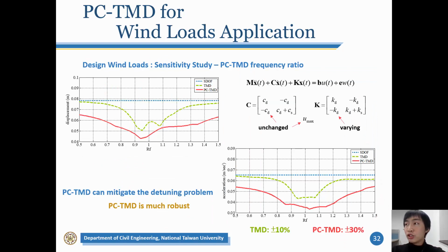We also discussed the detuning issue. If the frequency of the tuned mass damper is not tuned to the structure, the tuned mass damper performance will reduce. It's called the detuning issue. In this case, the traditional tuned mass damper can endure about 10% frequency ratio detuning. But the phase control tuned mass damper can suffer about 30% detuning of the frequency ratio. So the phase control tuned mass damper is much more robust.